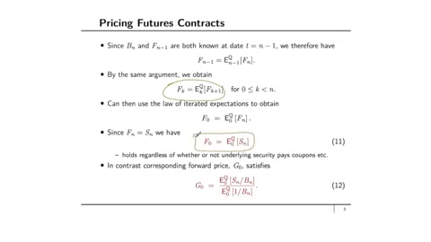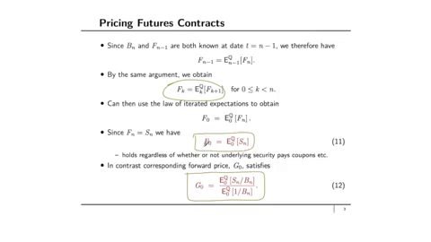Now this holds regardless of whether or not the underlying security pays coupons. If you look at how we derive this, whether or not it paid coupons does not matter. In contrast, the corresponding forward price that we saw in the last module is given to us by this expression here. So this is the value of the forward price, this is the value of the futures price, both at time 0.